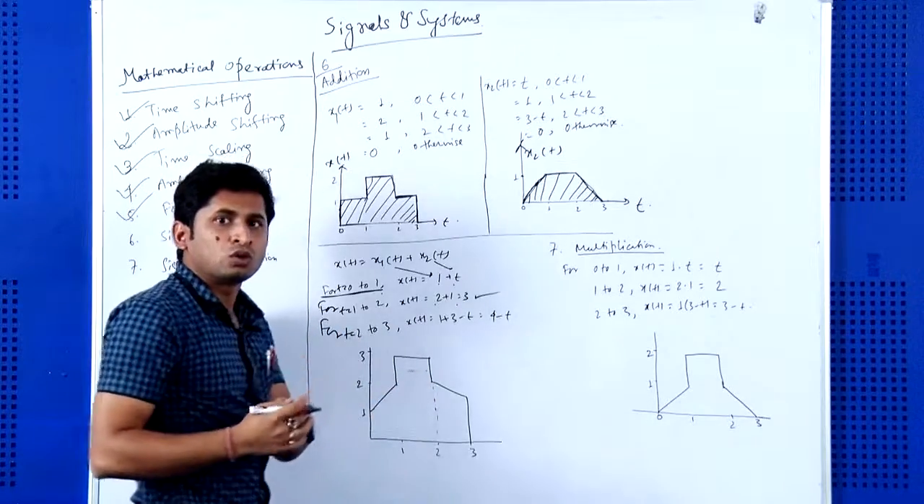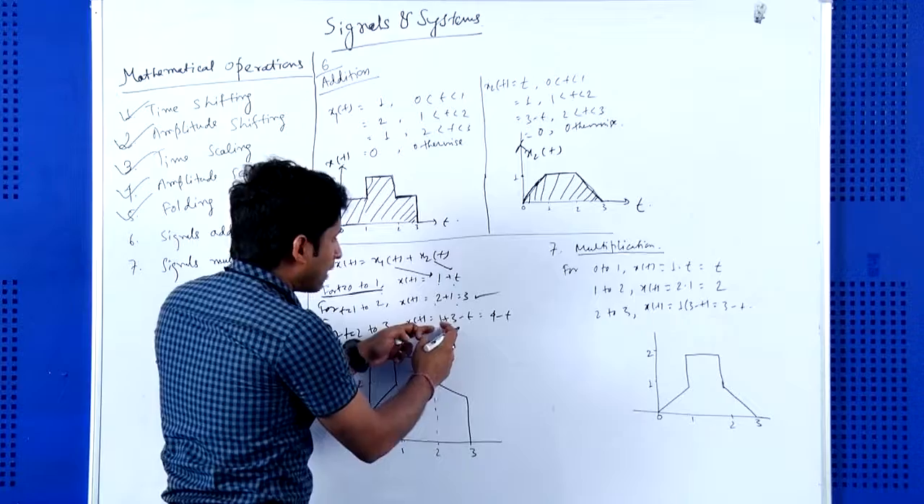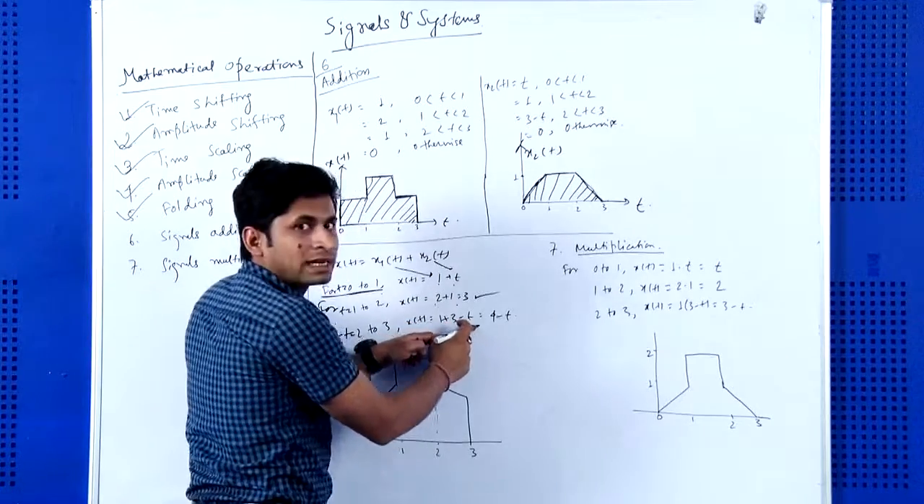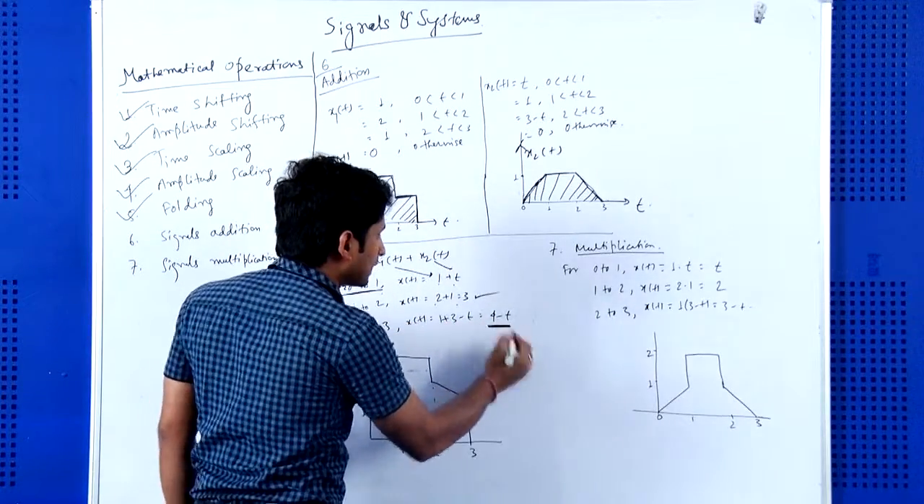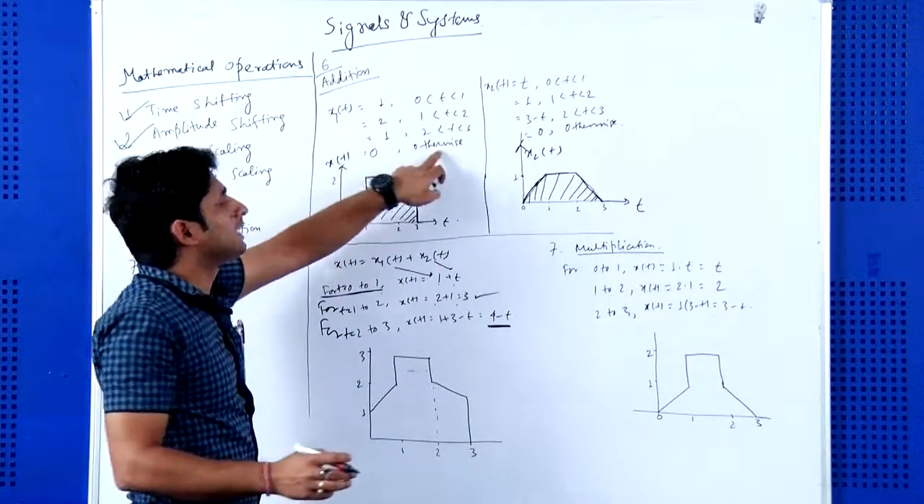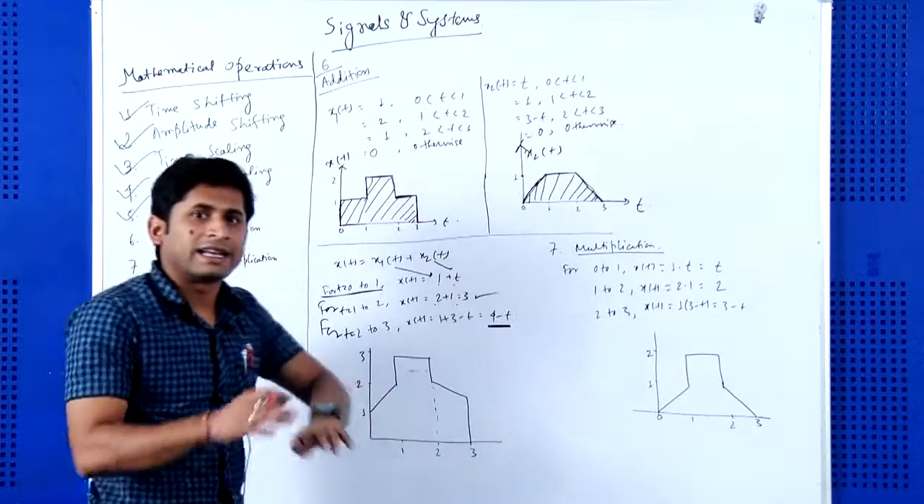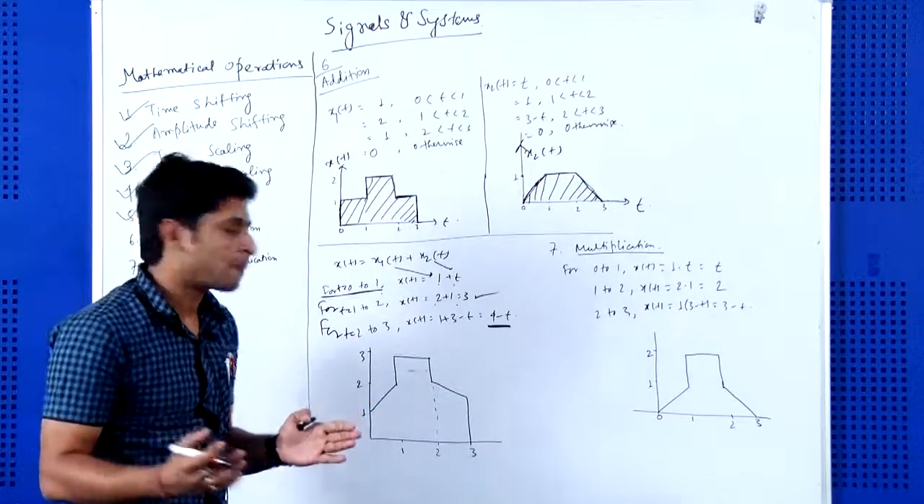So what we have to do is just add them. I have added 1 plus 2 minus t, which is 4 minus t. In the rest of the cases it is 0 otherwise, and here it is also 0 otherwise. Obviously, in the rest of the cases we will get 0 value.